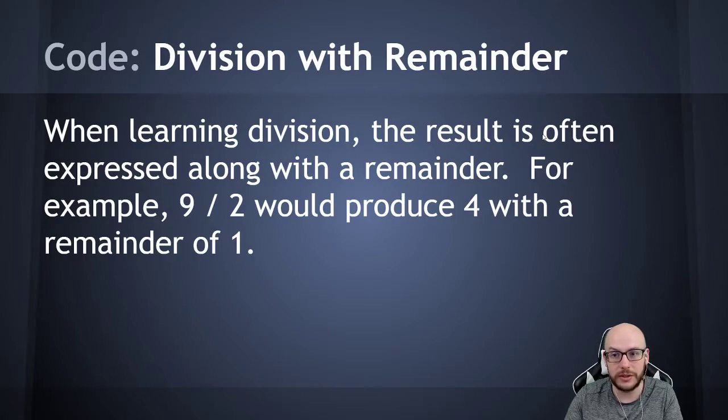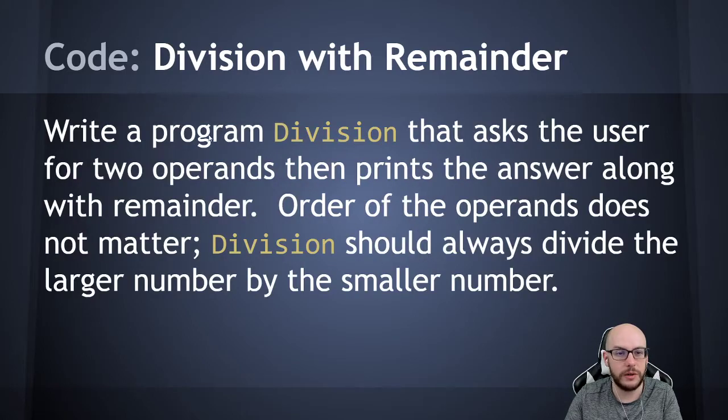However, when learning division, the result is often expressed along with the remainder. For example, 9 divided by 2 would produce 4 with a remainder of 1. And so what I want to do is write a program Division that asks the user for 2 operands, then prints the answer along with the remainder. Order of the operands does not matter. Division should always divide the larger number by the smaller number.